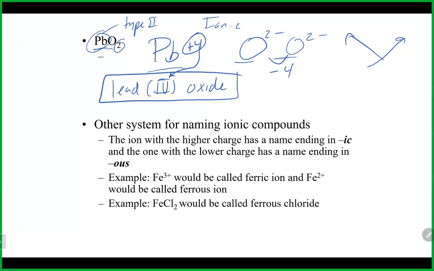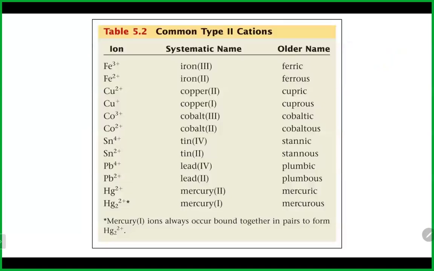But for here, we will strictly roll with Roman numerals. We will not use the older names. But you still sometimes do see them, especially, like I said, iron and copper, very common. Sometimes when people write papers, they'll roll with the older way of naming it, cupric or ferric or ferrous. And here's a table from your book that shows you the difference: higher positive charge, -ic; lower positive charge, -ous. And again, you can see they use the older type names for each of these elements.